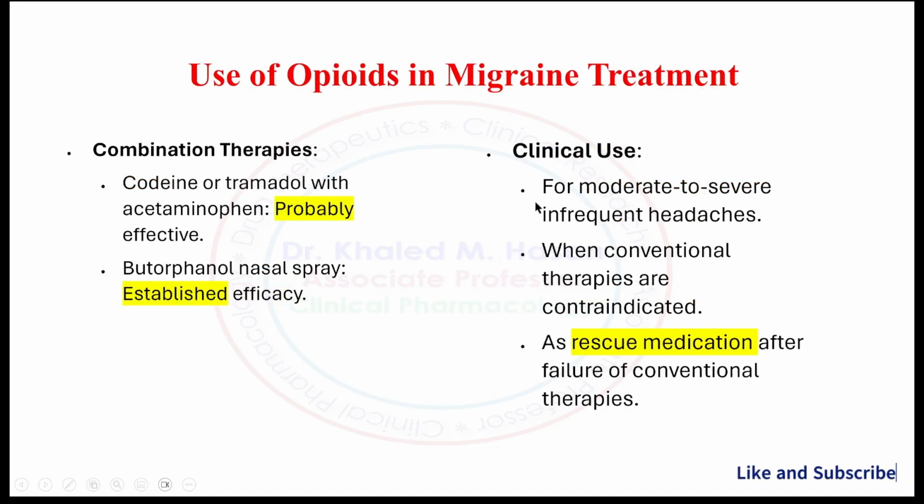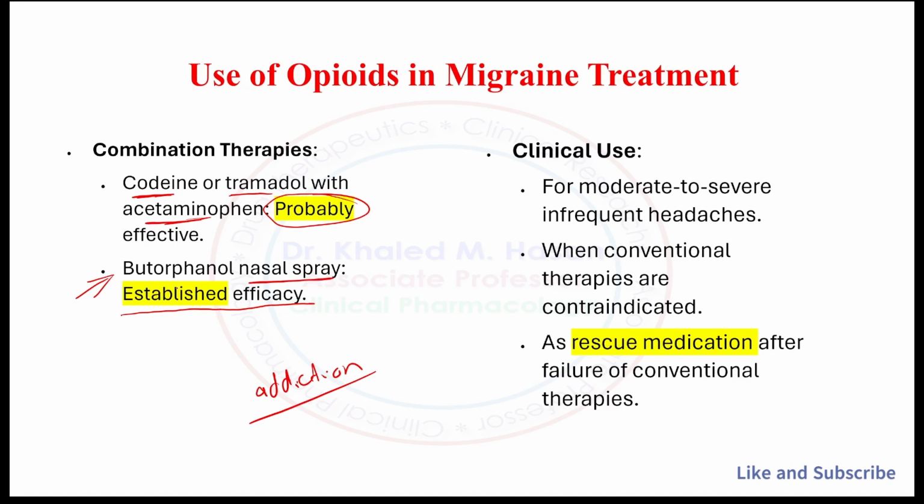Use of opioids in migraine treatment. We have a lot of opioids in practice, but we don't recommend using opioids due to the risk of tolerance, dependence, or addiction. There is a risk of addiction, so we don't recommend using them. What we have in practice is codeine and tramadol, which could be combined with acetaminophen as a possible beneficial treatment for the patient. Butorphanol, we have some studies establishing efficacy as a nasal spray.